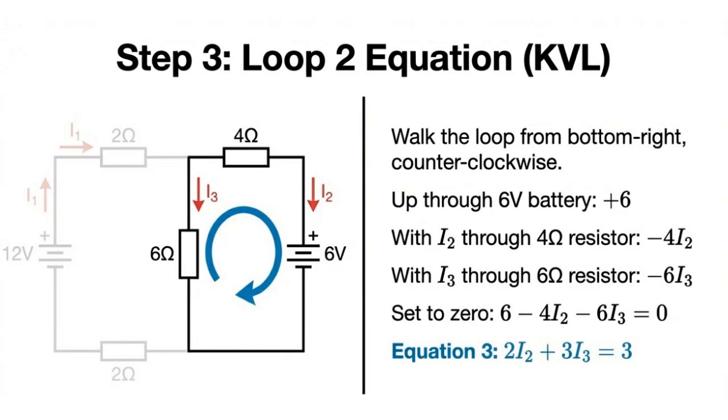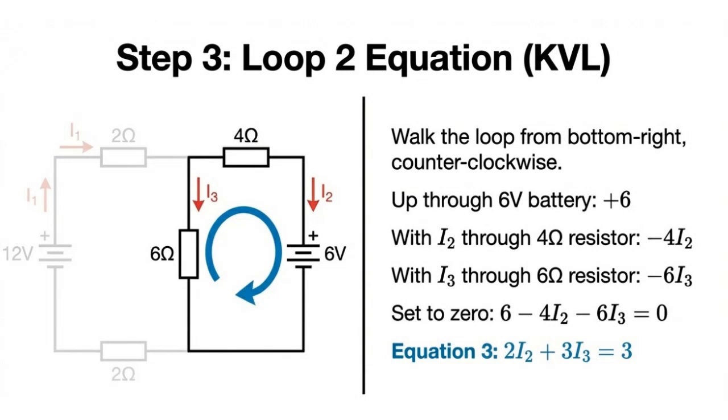Now let's move on to writing the equation for the second loop using Kirchhoff's voltage law. We start at the bottom right corner and move counterclockwise around this loop. First, we go up across the 6-volt battery, which adds 6 volts to our equation. Then we move through the 4 ohm resistor with current I2, which causes a voltage drop of 4 times I2, so we subtract 4 I2. Next, we go through the 6 ohm resistor with current I3, which gives a voltage drop of 6 times I3, so we subtract 6 I3. According to KVL, the sum of these voltages around the loop is 0, so we set the equation as 6 minus 4I2 minus 6I3 equals 0.